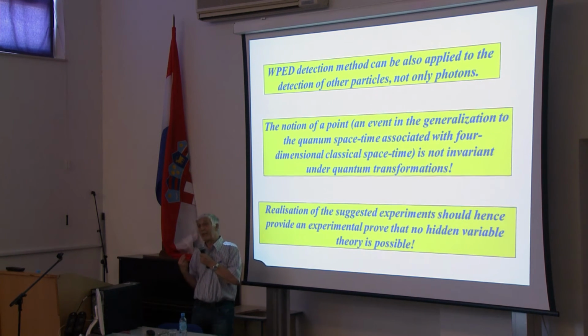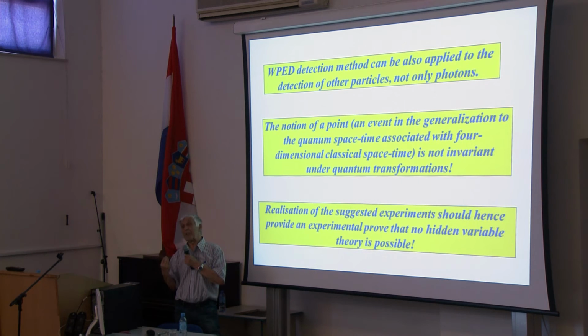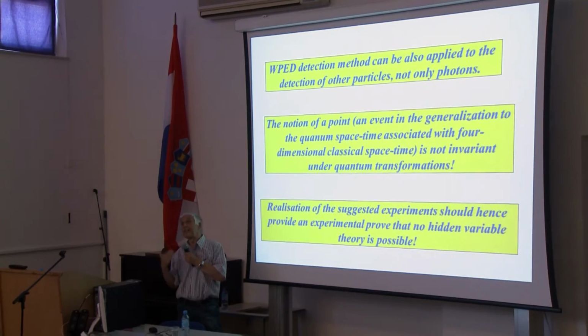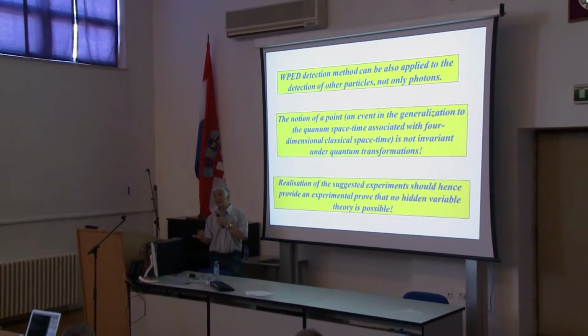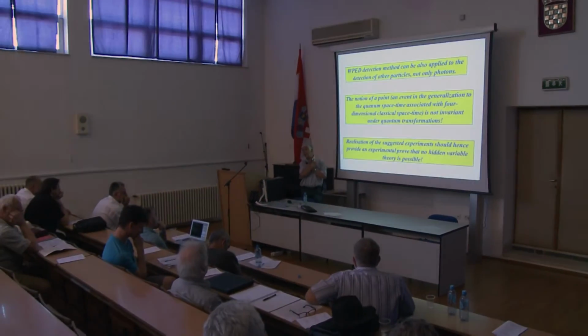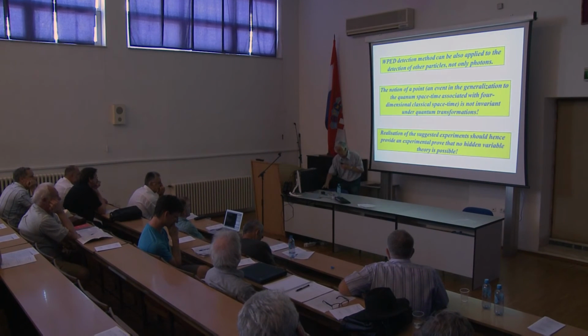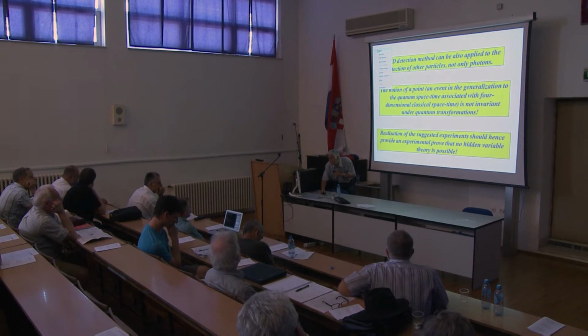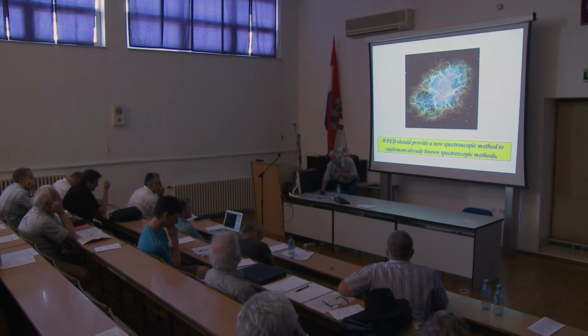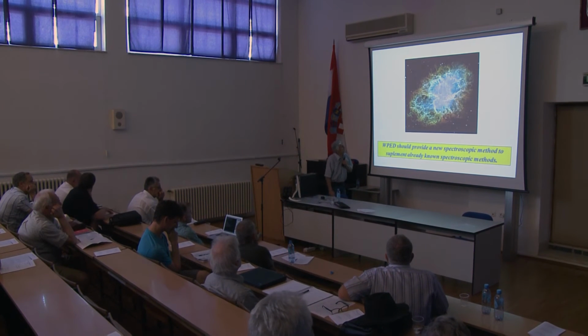Because what is a point in one quantum reference frame is not a point in another. That means what is a line in one quantum reference frame, because a line just consists of a sequence of points, is not a line in another reference frame. So that means that the entire idea of hidden variables theory is completely wrong. Okay, and that is what I claim.